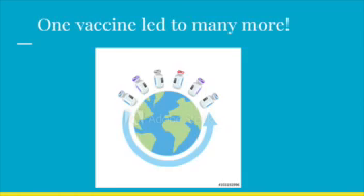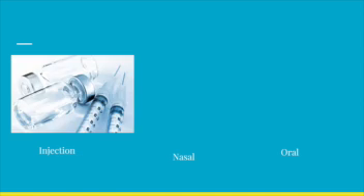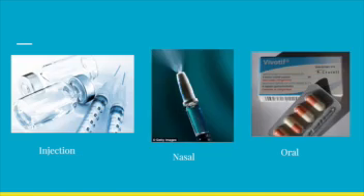After Edward Jenner discovered the first vaccine, many other scientists and physicians used similar methods to come up with vaccines for many other deadly diseases such as polio, whooping cough, measles, yellow fever, hepatitis B, and many more. Vaccines can be administered in many different ways, but the most common methods are injection, nasal, or oral. Out of those three, injection is the most common method used today.